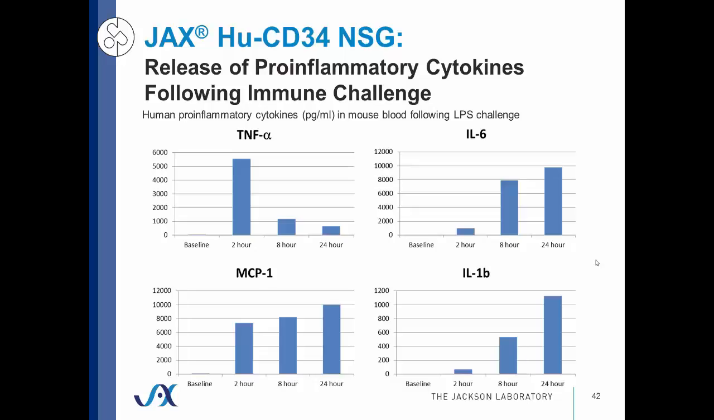So of course, our in vivo service group also wanted to validate that the cells within these mice are functionally mature, and one way to do that is to challenge the mice with lipopolysaccharide and measure human pro-inflammatory molecules in the peripheral blood and in the serum of these animals. And indeed, after exposing these mice to LPS, they could measure human-specific TNF-alpha, IL-6, MCP-1, and interleukin-1 beta, as shown here.